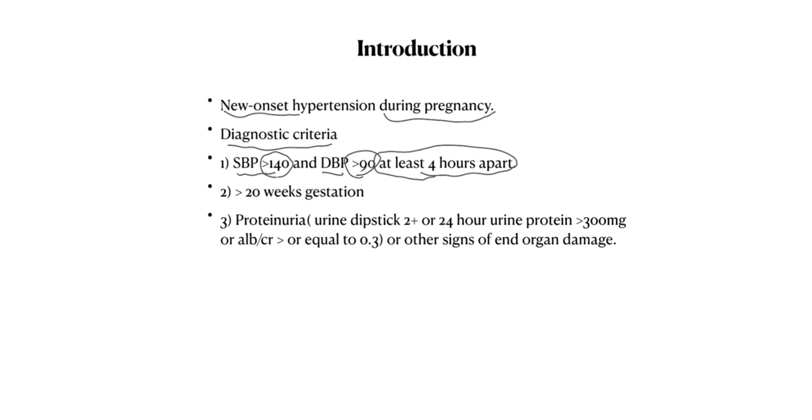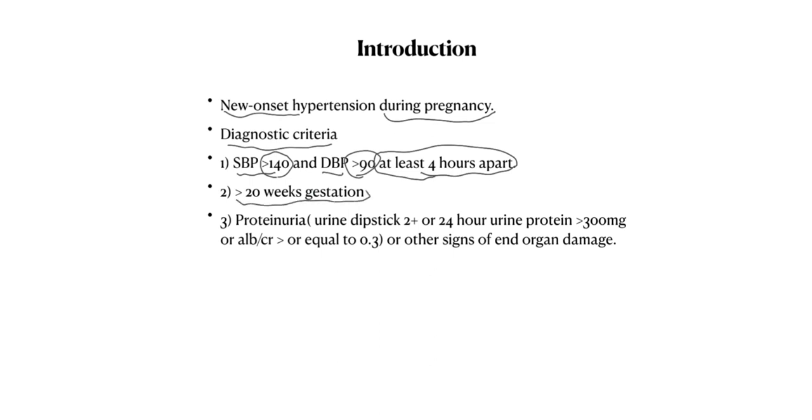So that is the first one. Systolic greater than 140, diastolic greater than 90. Two readings should be taken, and they should be at least 4 hours apart. So that's the first requirement for diagnosis of preeclampsia.